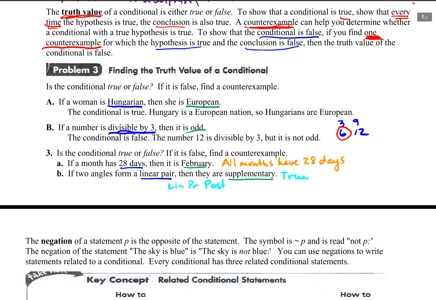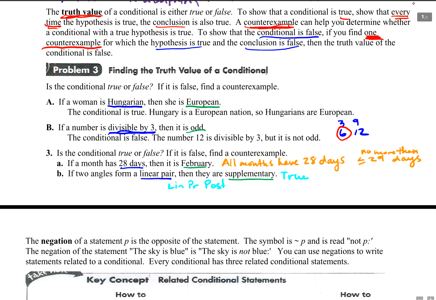A better way to write this problem would have been, if a month has no more than, and we can't say 28, about 29 days, then it is February. So no more than would be less than or equal to, right? We can't be any bigger than 29, because don't forget leap year.